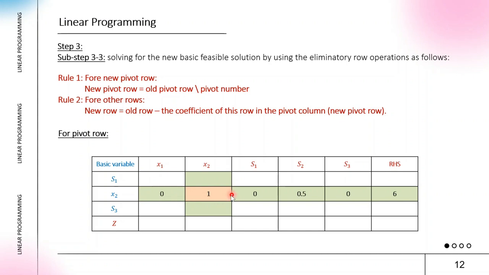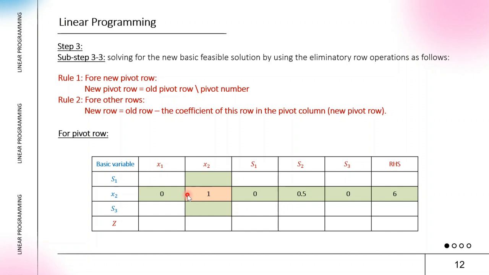By dividing row S2, or pivot row, by the pivot element, we have a new row for x2, as we can see here. And it means that we have x2 plus 0.5 S2 equal to 6. For each other row, subtract or add an appropriate multiple of the new pivot row to eliminate the pivot column coefficient in that row.